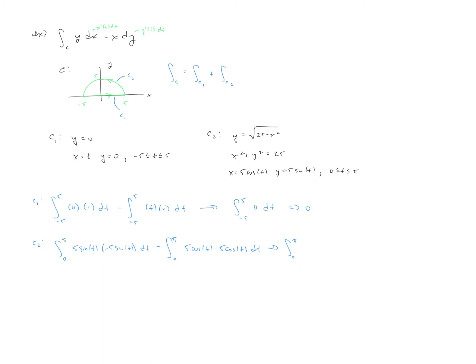So that's going to be a negative 25 sine squared t, and then minus 25 cosine squared t dt. So again, a couple big takeaways from this problem. The first one being that if we have this closed curve or closed region like this, we can simply treat them separately, add them together, and you'll get the desired result.